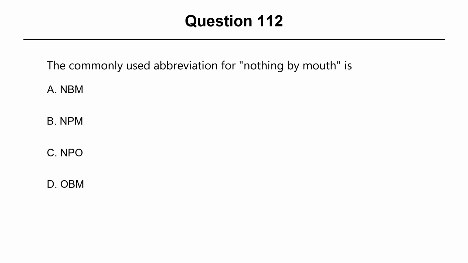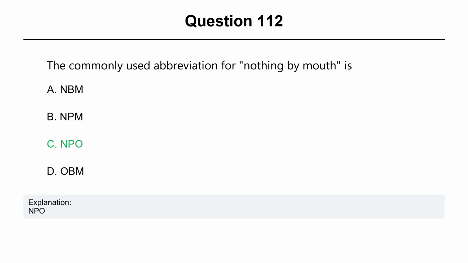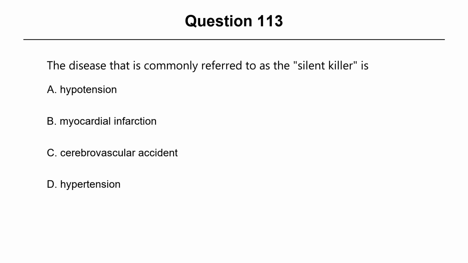Question 112. The commonly used abbreviation for nothing by mouth is: Option A, NBM. Option B, NPM. Option C, NPO. Option D, OBM. The correct answer is option C, NPO.